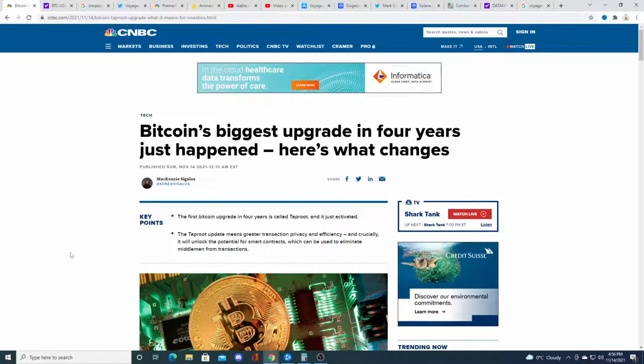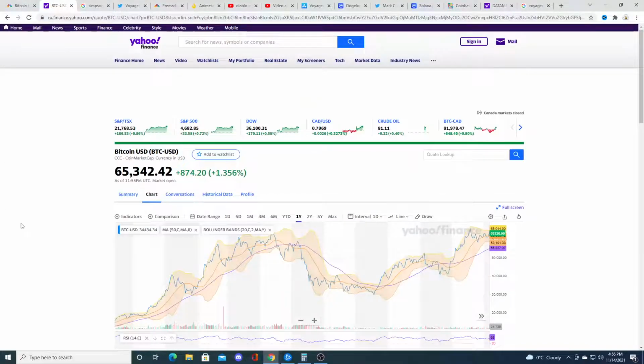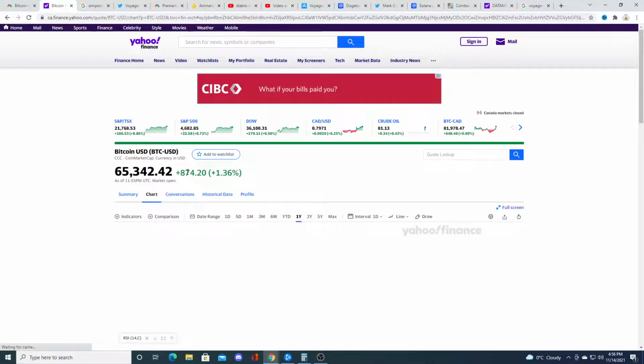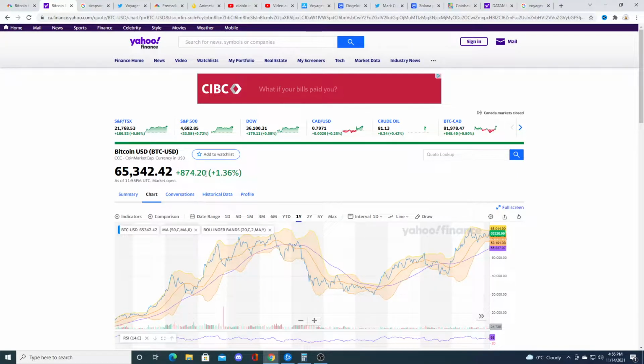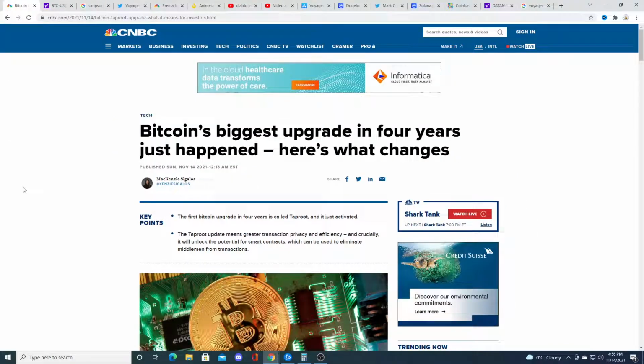I think there's a possibility you could see Bitcoin go to $100,000 in the short term, but again, I don't know. At the end of the day, big money moves the value of Bitcoin. So, we'll see what happens in the near future, but right now, Bitcoin is on the rally. It's up $874.20. They call it the Taproot, and it's just activated.